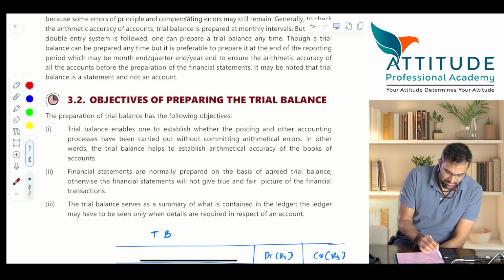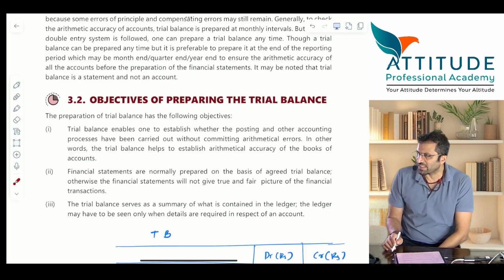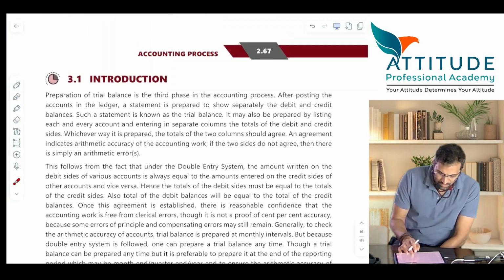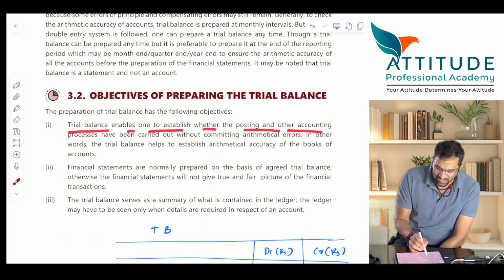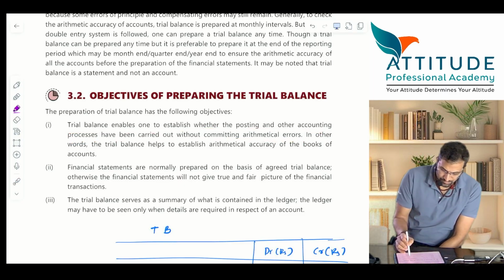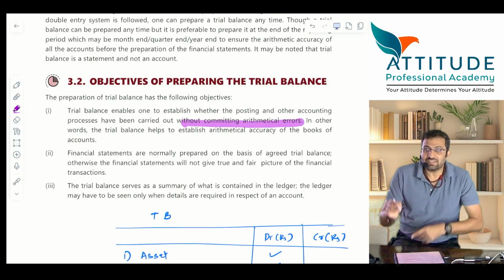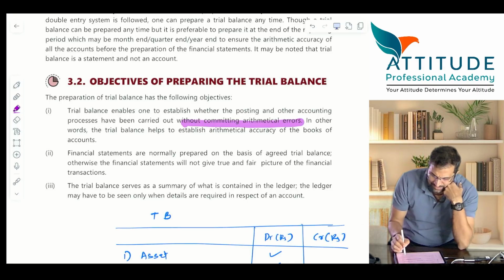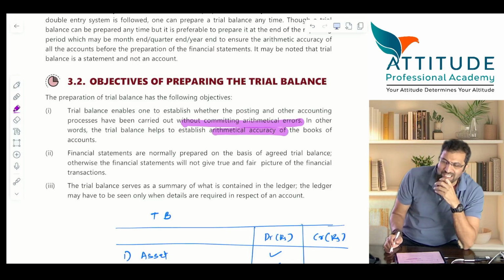Here, look at this. The preparation of trial balance has the following objectives. If they ask you what are the objectives of trial balance, very simple. The trial balance enables one to establish whether the posting and other accounting process have been carried out without committing arithmetical errors. Punch word: without committing arithmetical errors. If the trial balance tallies, there is no arithmetical error. In other words, trial balance establishes arithmetical accuracy of books of accounts. So underline the word arithmetical accuracy.